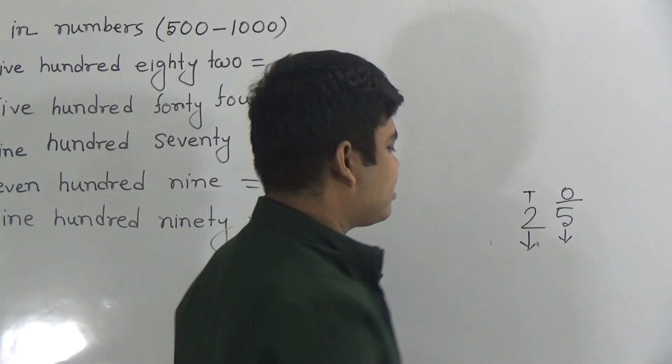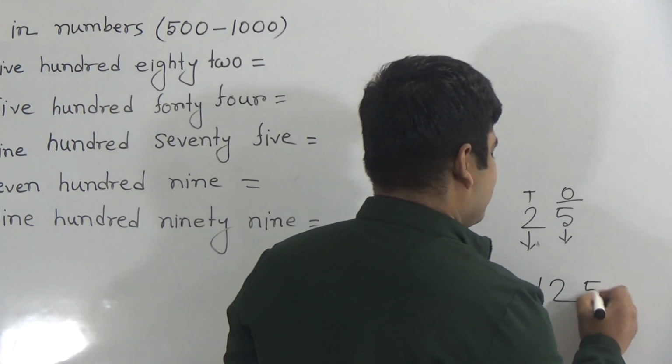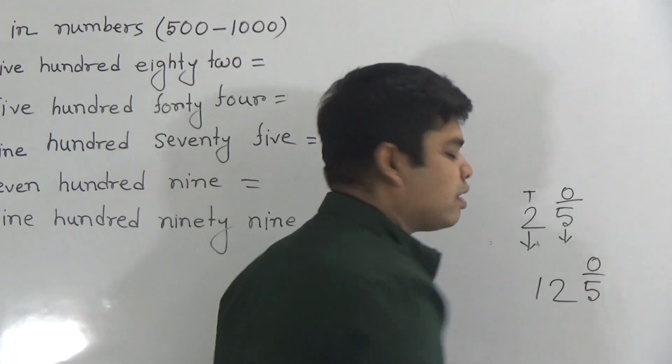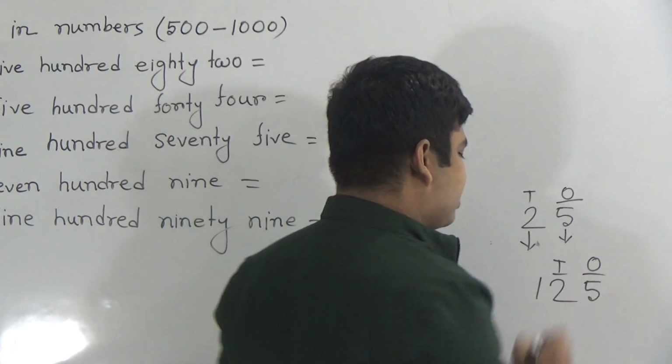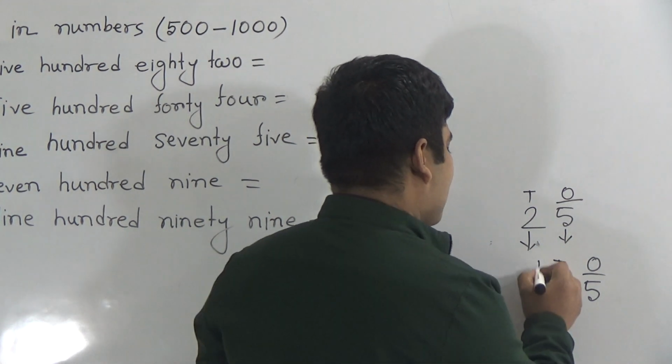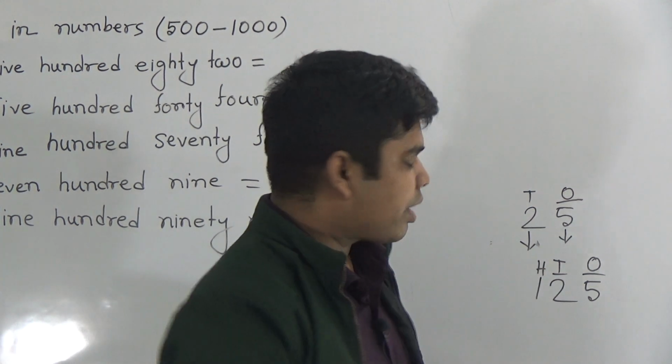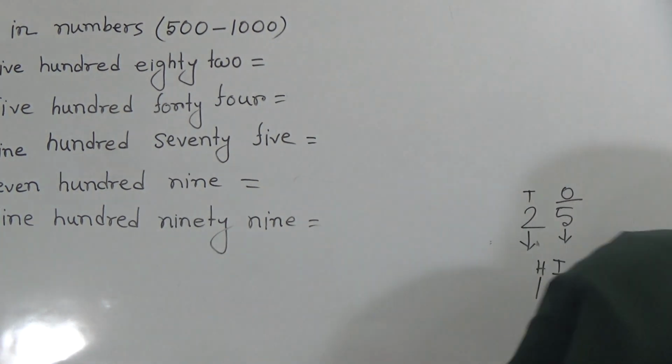Okay, I write another number, 125. This 5 is in ones position, this 2 is in tens position, and this 1 is in 100 position. Okay, I hope you have understood.